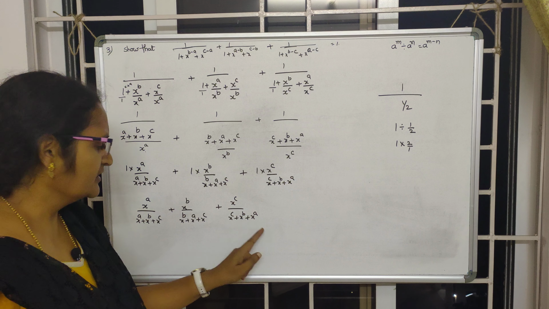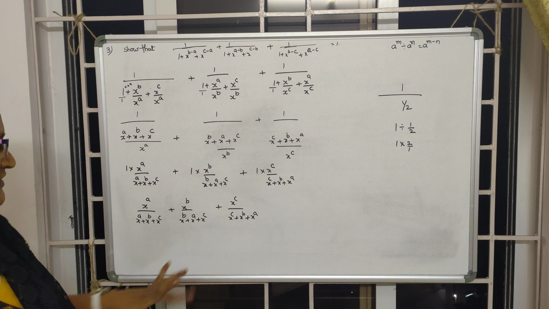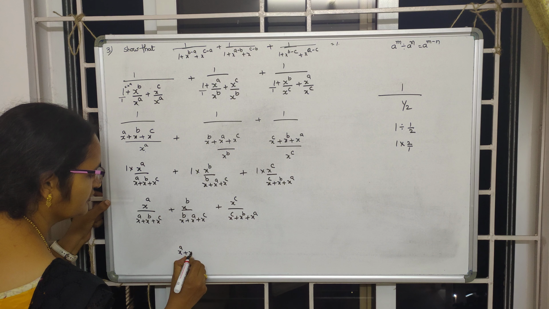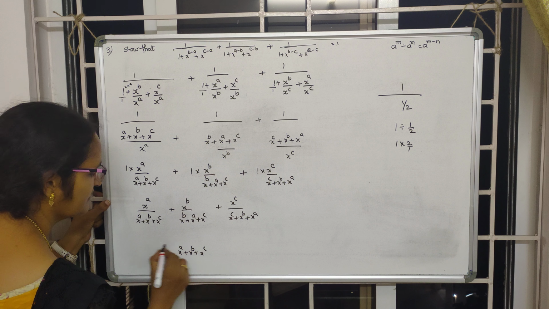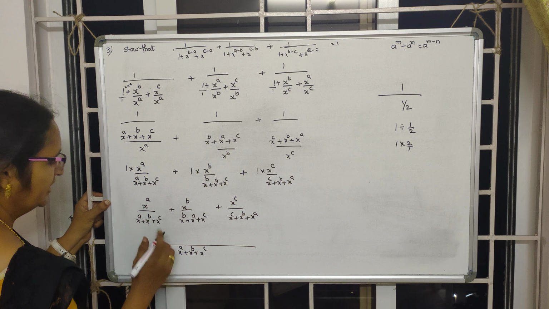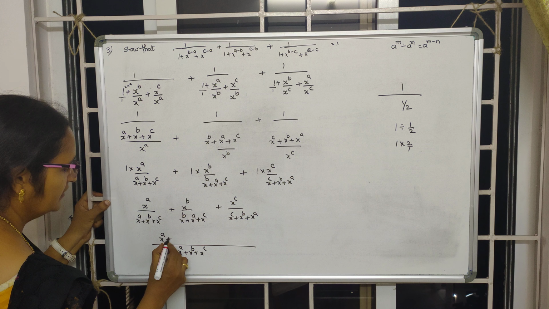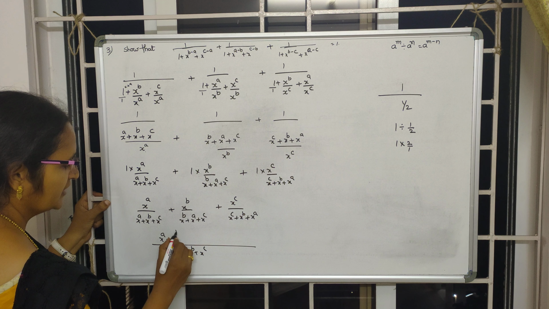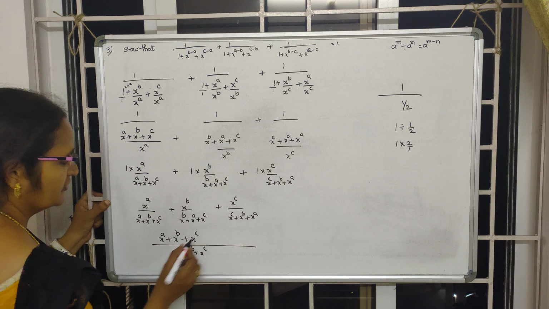The denominators are the same over here. Check it out, all of them are the same. So I am taking a common denominator x^a plus x^b plus x^c as the LCM. Now this one in this one time, 1 into x^a, x^a plus this will go in this one time, 1 into x^b, x^b plus x^c.